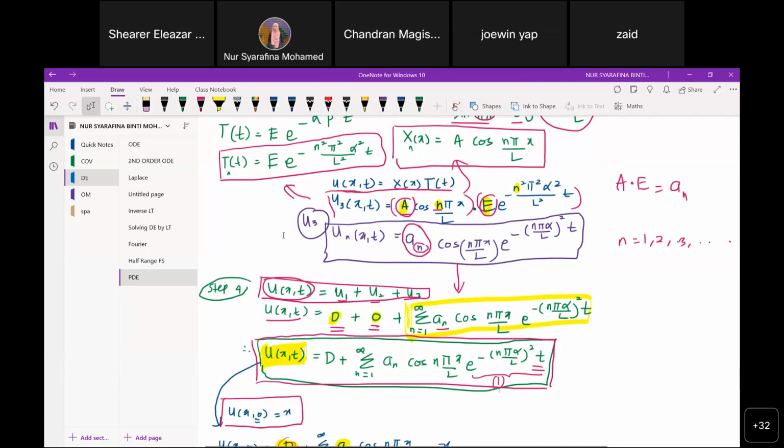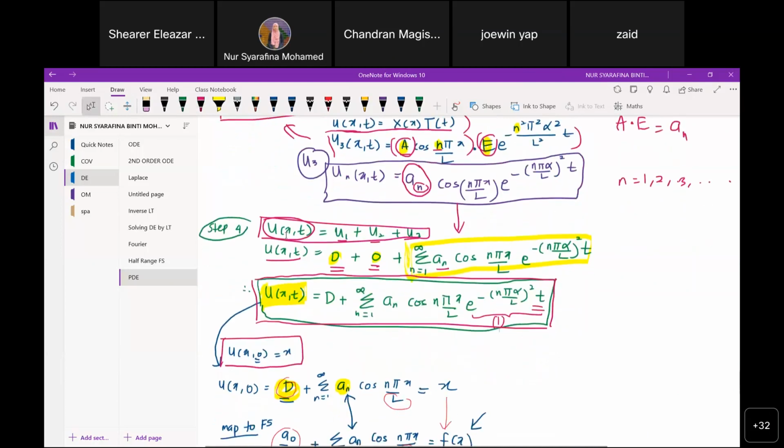So when t equals 0, then u(x,0) is d plus the summation of a_n cos(n pi x over L), with e to the power of 0 being 1. So this equals x. All right. Now, as you can see, this is a simplified version of u(x,t) after we substitute t equals 0.